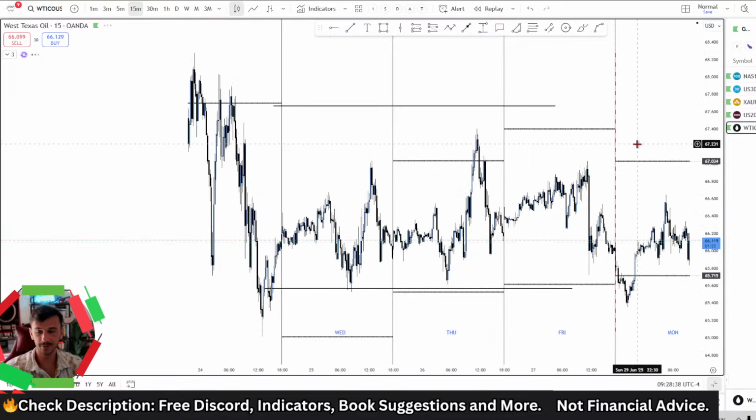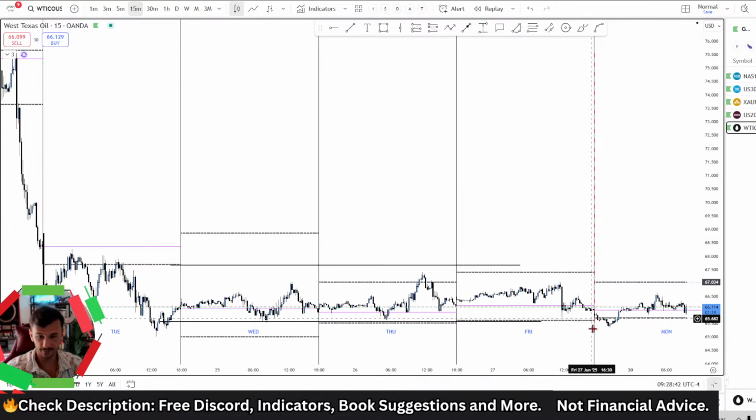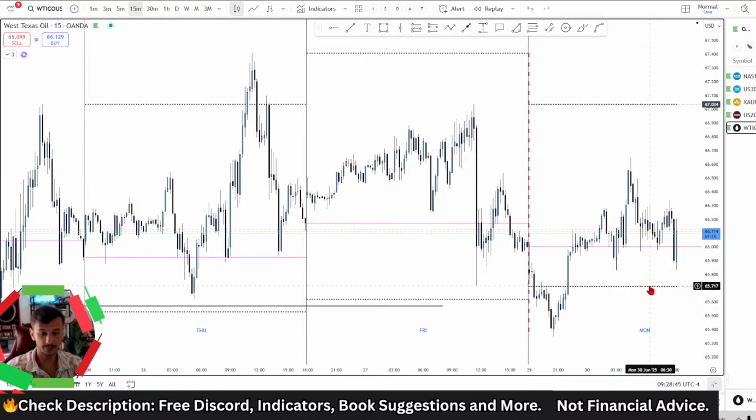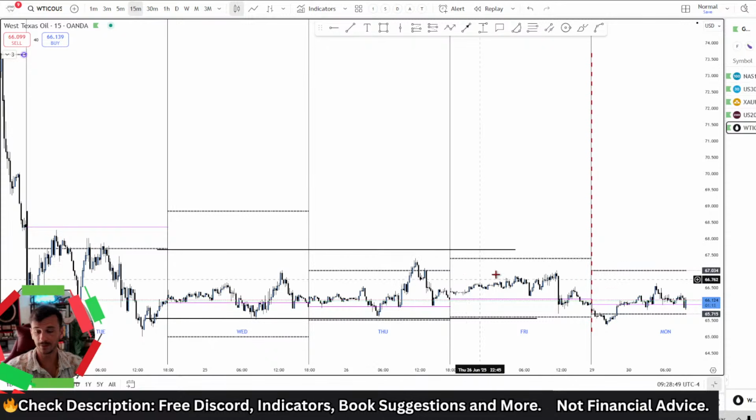Okay, is oil still in that box that I was talking about on Friday? Yeah. Okay, so oil looks like we've broken a little bit lower down here, and we could, of course, continue to break lower again, but we're still sitting in this big box. So I need to kind of wait for it to come out of there.